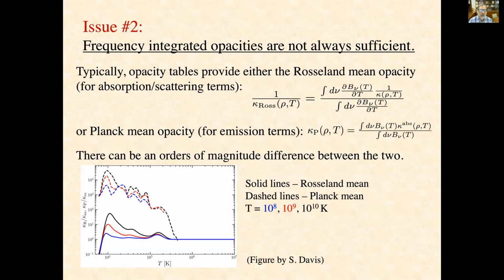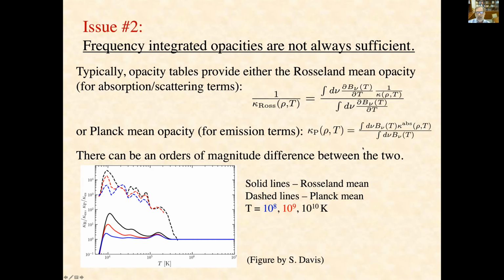But it's even trickier than that, because most opacities come in tables, OPAL opacities or the Opacity Project, and they generally provide Rosseland mean or Planck mean opacities as a function of density and temperature, for example. And there's orders of magnitude difference between these frequency integrated mean opacities. If you plot Rosseland mean versus Planck mean at different temperatures, you get orders of magnitude difference, which already is worrisome. The way that you take this mean makes a big difference as to what opacity you actually get in the problem.